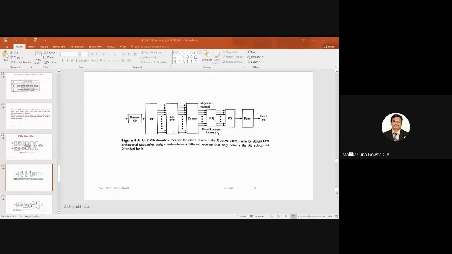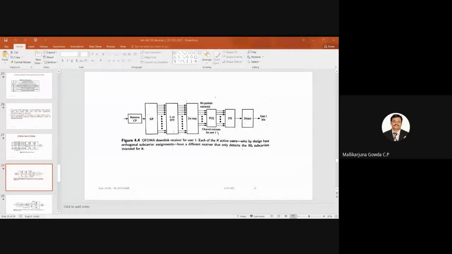After removing the cyclic prefix, do the serial to parallel conversion. We did the IFFT operation at the transmitter side, so do the FFT operation at the receiver side. So there is an L point FFT. Then subcarrier mapping was done at the transmitter, so do the reverse process, that is demapping. After demapping, there will be a frequency domain equalizer. The purpose of the frequency domain equalizer is to correct the phase change as well as amplitude variations.